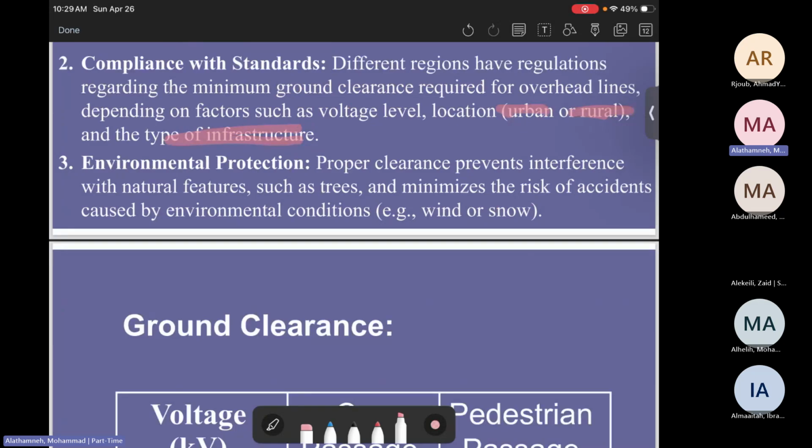Environmental protection: clearance prevents interference with natural features such as trees, and minimizes the risk of accidents caused by environmental conditions. Sometimes wind can move a tree branch, and the branch can touch the electrical wire and cause a fault. Or there can be snow; the snow can fall on a tree branch, then it will break and fall down onto the power lines. Therefore, we need to maintain a safe distance to avoid any of this.